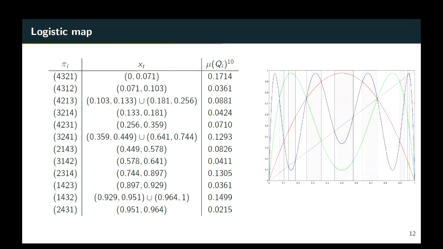The other thing you'll notice, question for the audience: how many permutations of the numbers 1 through 4 are there? How many lines are there? 1, 2, 3, 4, 5, 6, 7, 8, 12.